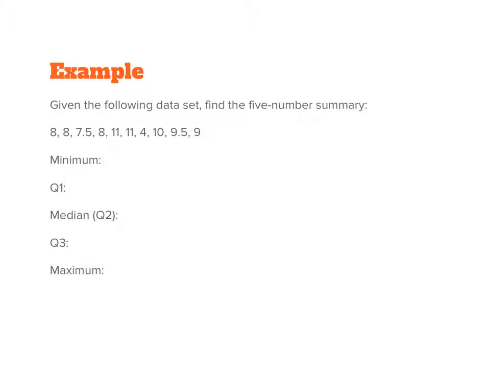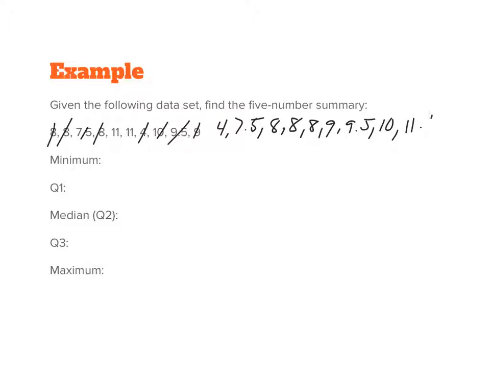This data set is a little different. It's got decimals in it, but I'm going to do the exact same thing I did before. They're not in order, so I'm going to put them in order. I see a 4, then I see a 7.5, then I see 3/8, and then a 9, a 9.5, a 10, and then 2 11s.